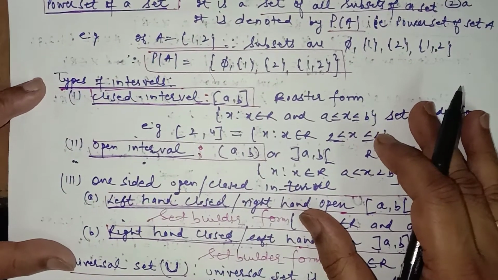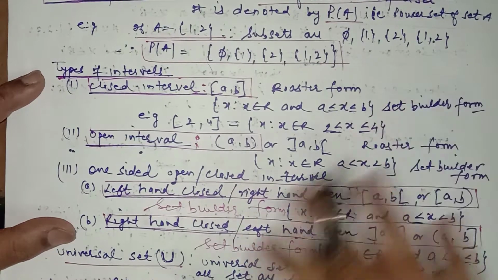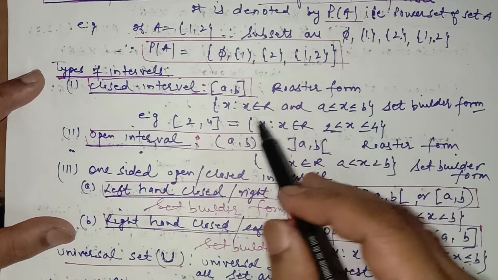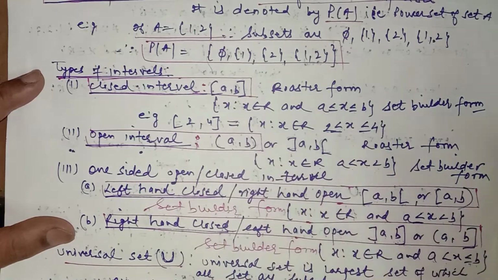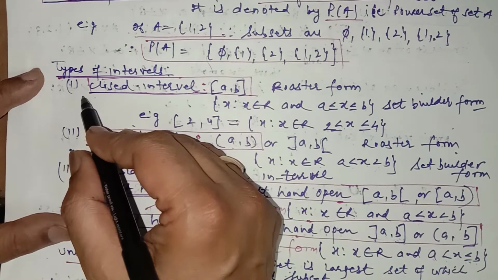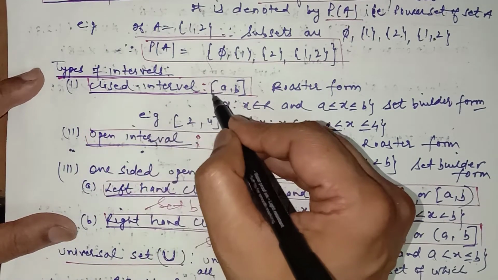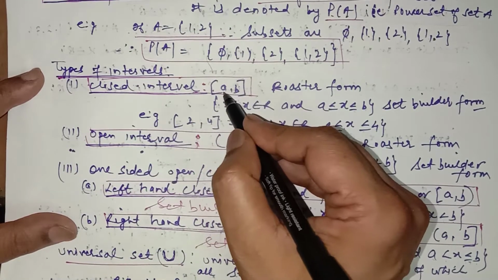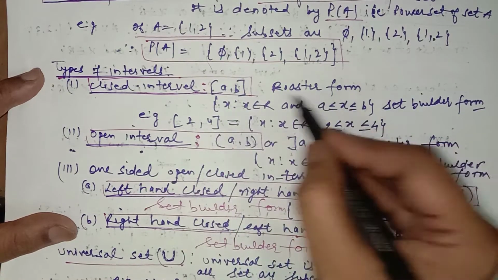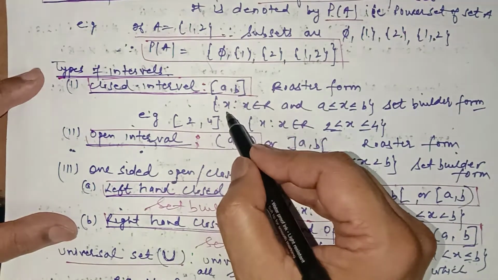Now after that we have types of intervals. These intervals are for the real numbers and we can represent them in two ways, the roster form as well as the set builder form. The first type of interval is the closed interval. It is denoted by square brackets with the elements a, b separated by a comma, and this is the roster form of the closed interval. Now what is the set builder form of this?